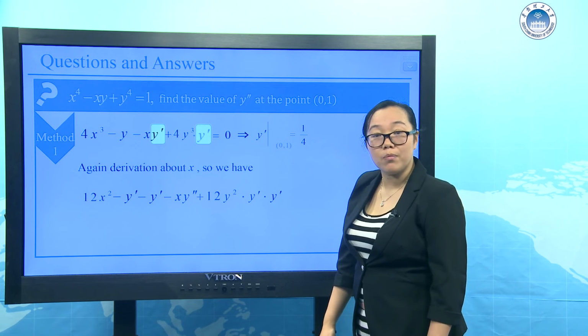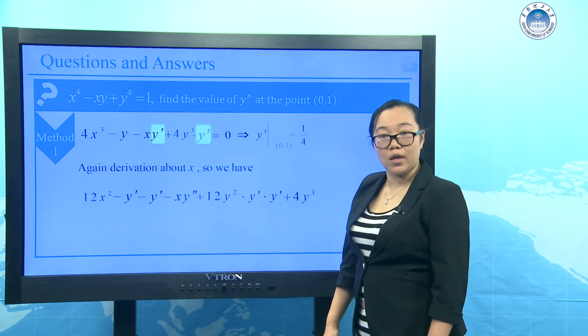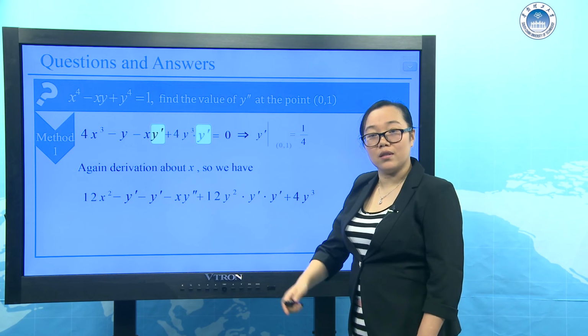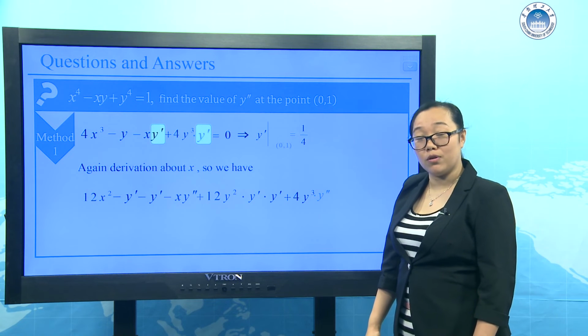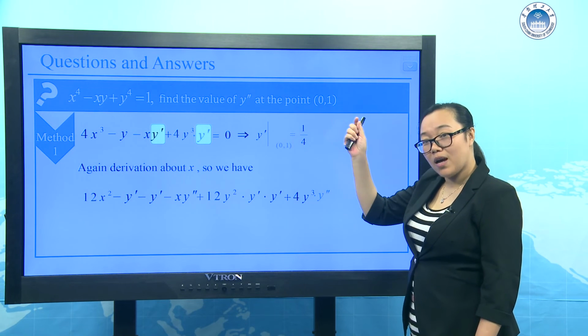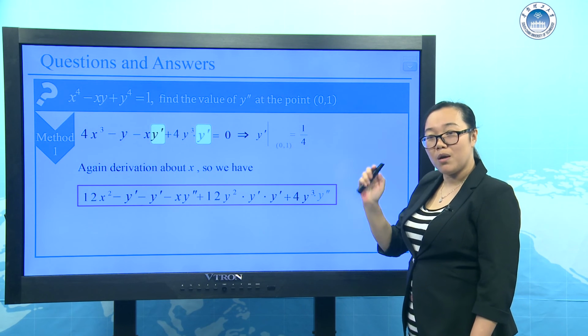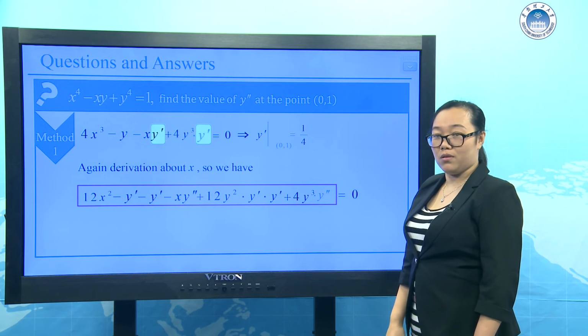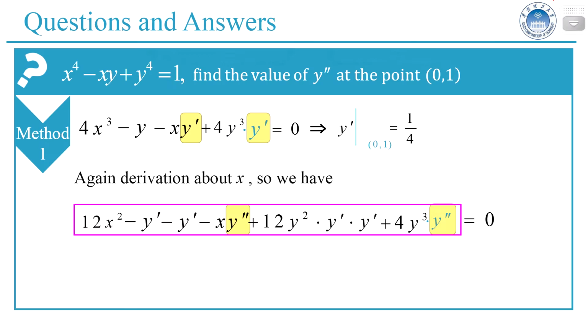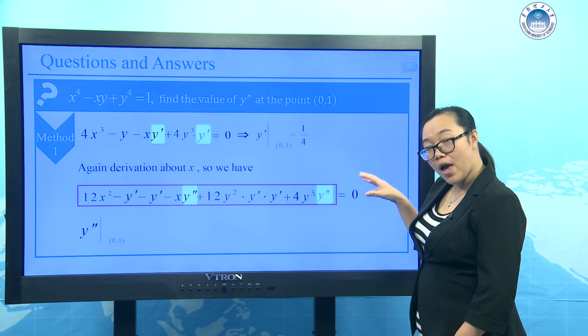prime times y prime, 4y cubed times 1 prime itself again, second prime means second derivative, equals 0 prime. 1 time 0 is any constant, so prime equals 0. So equals 0. We can get y second derivative, the double prime, y prime equals at a given point. Anyway, it's the equation for any points x and y.